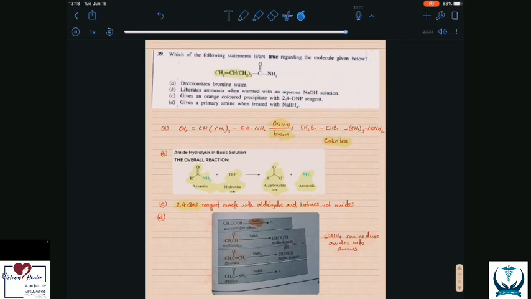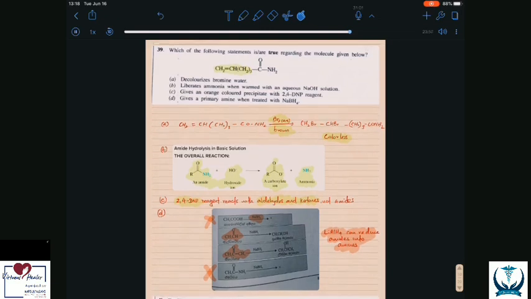2,4-DNP, which is known as Brady's reagent, reacts with aldehydes and ketones to produce a precipitate, but not with amides. Sodium borohydride is capable of reducing aldehydes and ketones, but it is not capable of reducing acetic acid and amides. On the other hand, lithium aluminum hydride has the capacity to turn amides into amines.